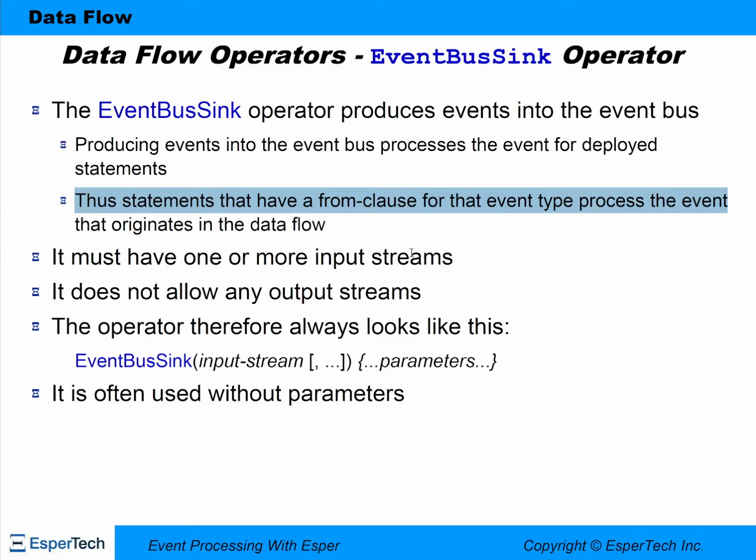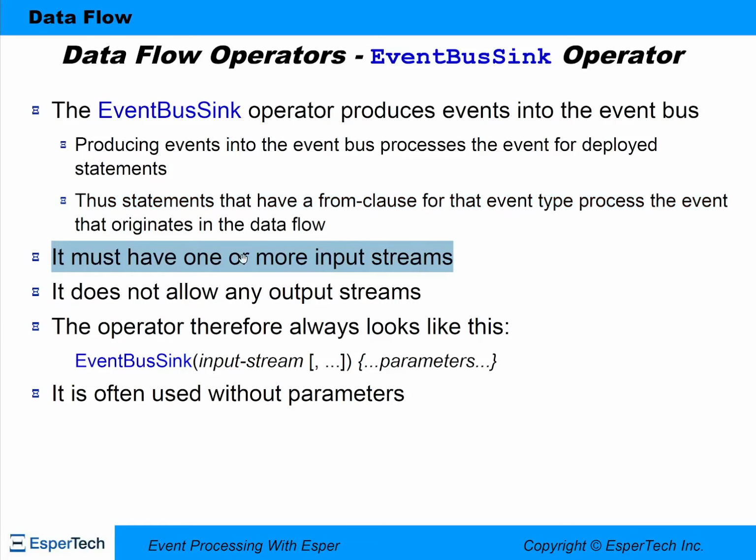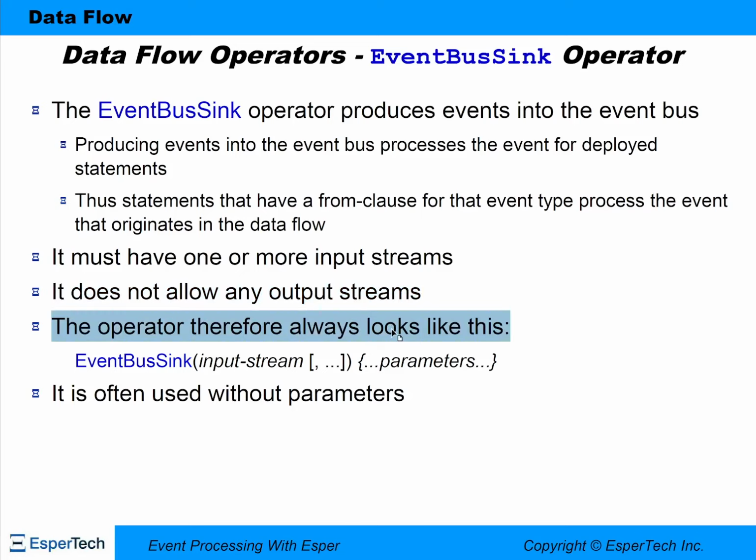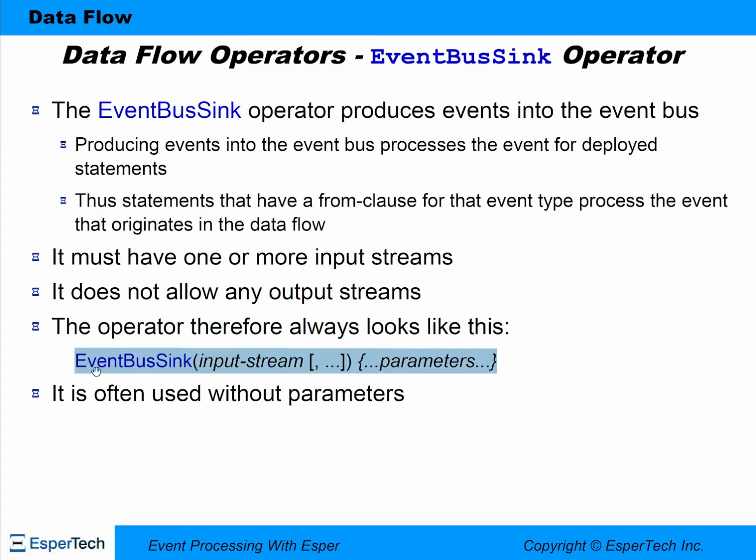The event bus sync operator must have one or more input streams. The event bus sync operator does not allow any output streams. The operator therefore always looks like this. Event bus sync takes one or more input streams. It is often used without parameters.